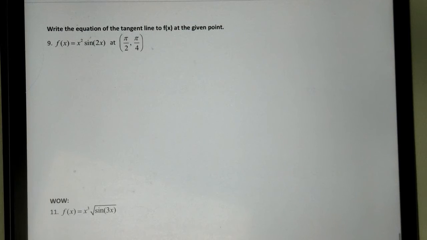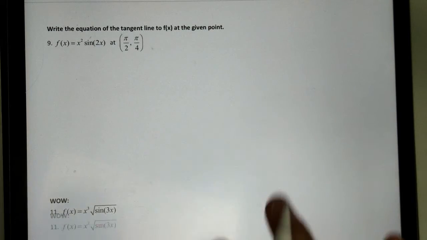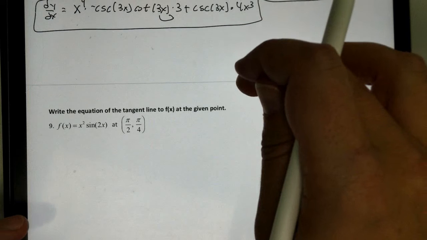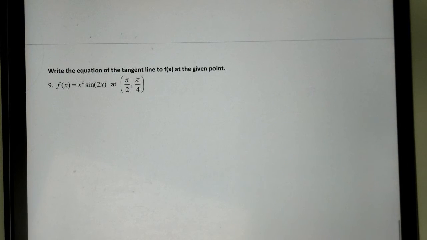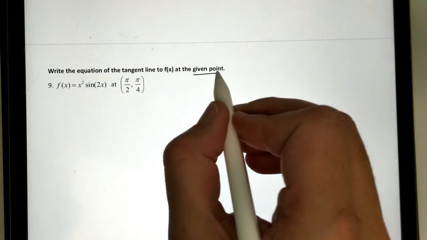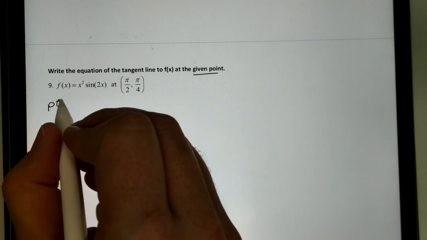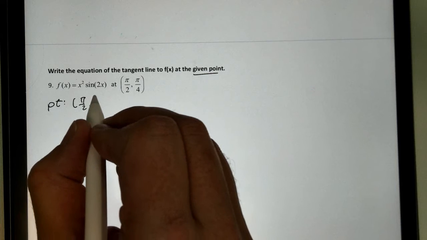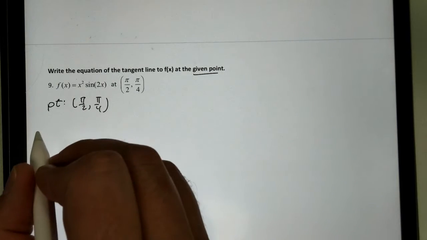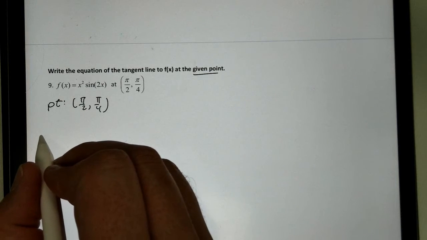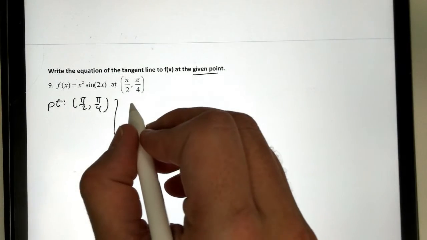It's a tangent line. And really our last example for number 9. It's our tangent line. These are fun. We like these, right? So we want to find the tangent line at the given point. So we need a point, which we were told is pi over 2, pi over 4. And next we need a slope. Well, to get the slope, we need our derivative.